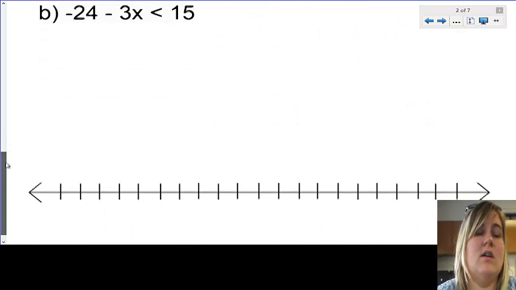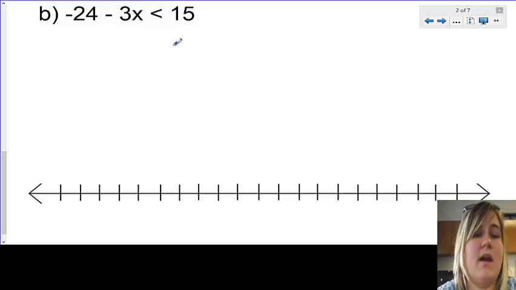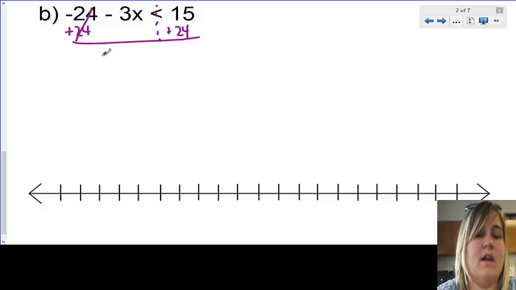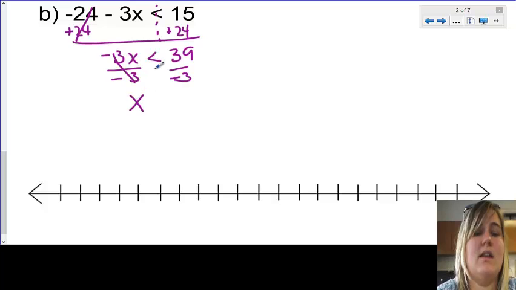Okay. Same thing here. I'm trying to get my x by itself, so I'm going to move the thing farthest from it, but on the same side, which is going to be that negative 24. So I'm going to add 24 to both sides. I get negative 3x is less than 39. To get x by itself, I'm going to divide by negative 3 on both sides. When I divide by that negative, remember my sign must flip, and this gets me x is greater than negative 13.